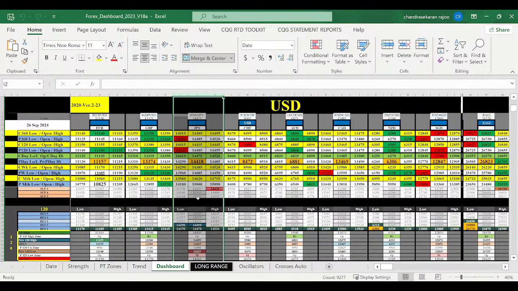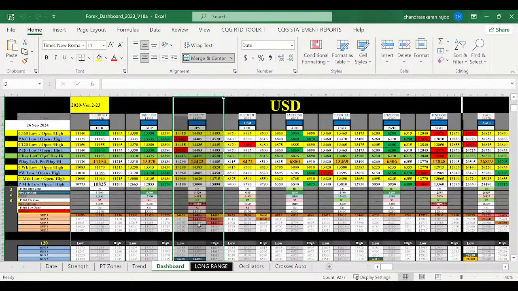Looking at the dollar yen, current high is higher than previous day high, and current week high is same as current high. That means today the market made a high, and market is trading near the current day low. Previous day low and current day low is about 130 pips gap. That means there is a big move.